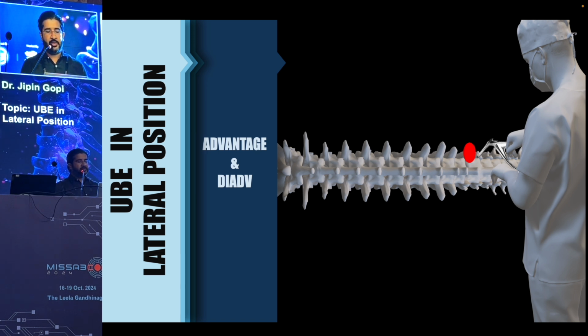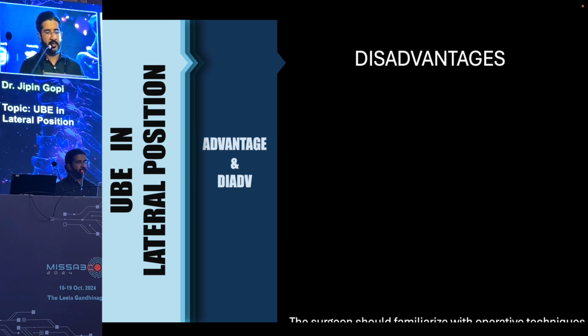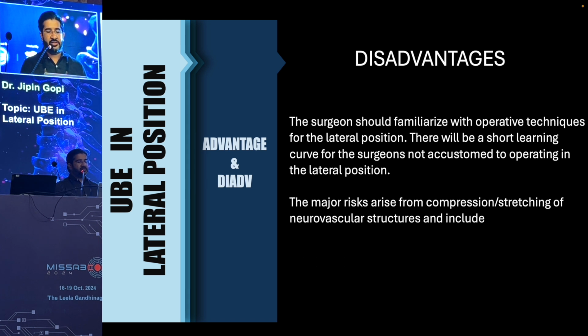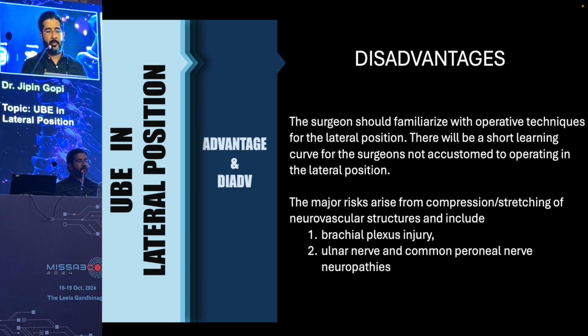Coming to disadvantages, the surgeon should be familiarized with operating techniques in lateral position. There will be a short learning curve for surgeons not accustomed to operating in lateral position. Major risks arise from compression of neurovascular structures, including brachial plexus injury, and ulnar nerve and common peroneal nerve neuropathies, with poor circulation in the dependent nerve.